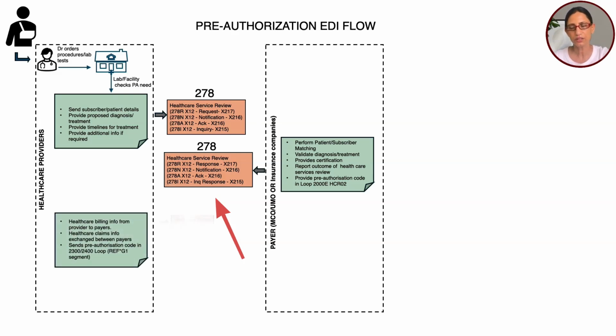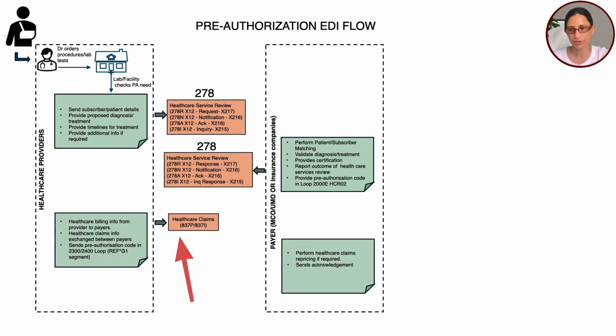Once all that treatment is done on the provider's side, a healthcare claim is now generated, which is in the form of an 837 professional or an 837 institutional claim. The 837 professional or institutional claim will carry the entire details of the healthcare that has been provided to the patient. It would also carry the details of the pre-authorization code, which was earlier sent to the provider. After the claim has been received by the payer, they would send either an acknowledgement file or they would also do a pricing of the healthcare claim if required.